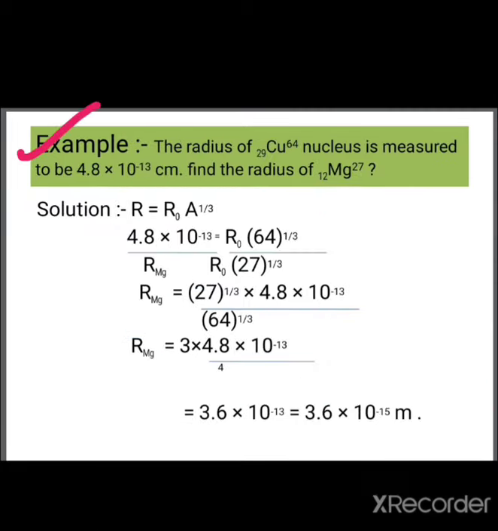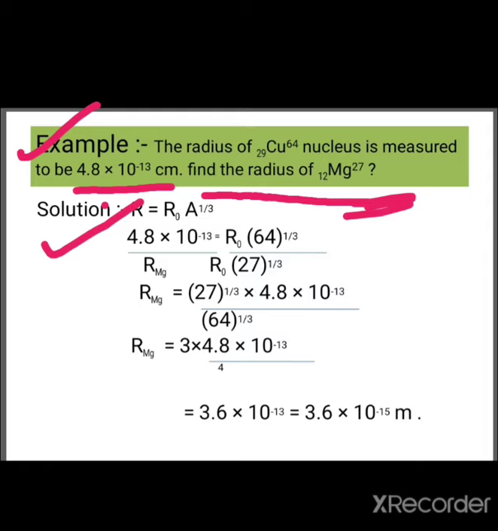Now the next numerical is that the radius of copper nucleus is measured to be 4.8 × 10⁻¹³ centimeter. So we are given here the radius of copper. Find the radius of magnesium. What we have to do is find the radius of magnesium, and we are given the radius of copper. Okay. As we all know, R = R₀A^(1/3) is the formula of nuclear size.